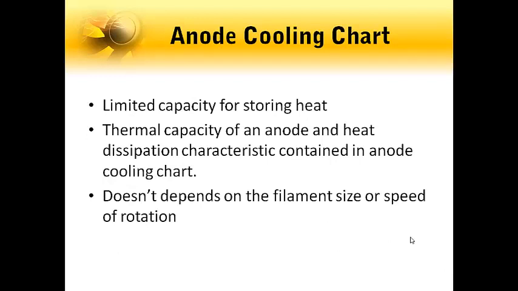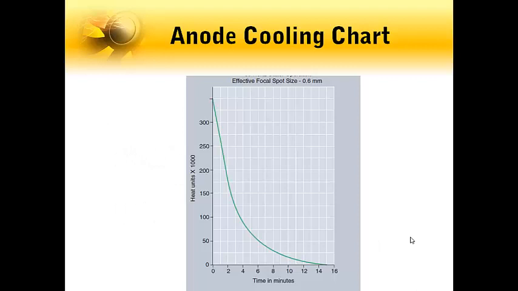The anode has a limited capacity for storing heat. Therefore, anode cooling charts contain information regarding the thermal capacity of an anode and also the heat dissipation characteristics. Compared to radiographic rating charts, the anode cooling charts do not depend on the filament size or the speed of the rotations. This is an example of the anode cooling chart.